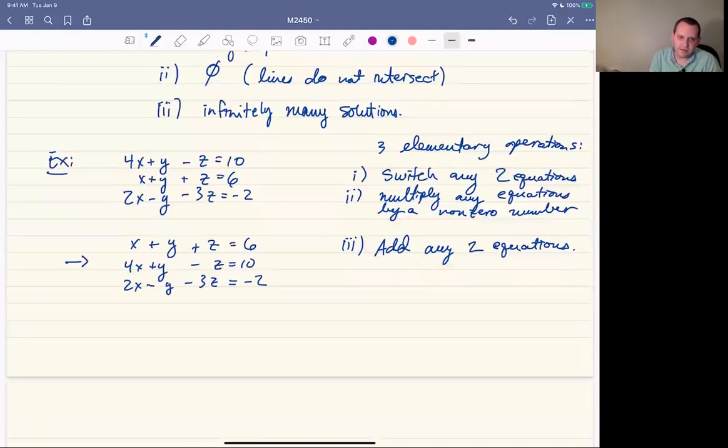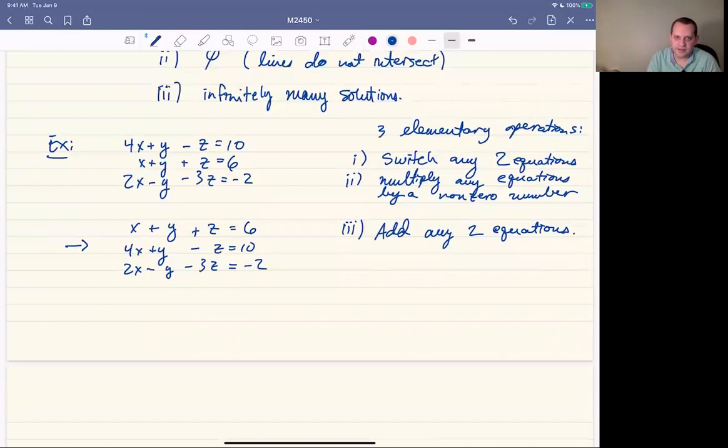I want to carefully keep track of how this is going to work. So I'm going to call these row 1, row 2, and row 3. I'm going to start by adding row 1 times -4 to row 2. The way I'm going to write this is that row 2 is going to become row 2 minus 4 row 1. So we're going to take -4 times row 1, add it to row 2. That'll be our new row 2.